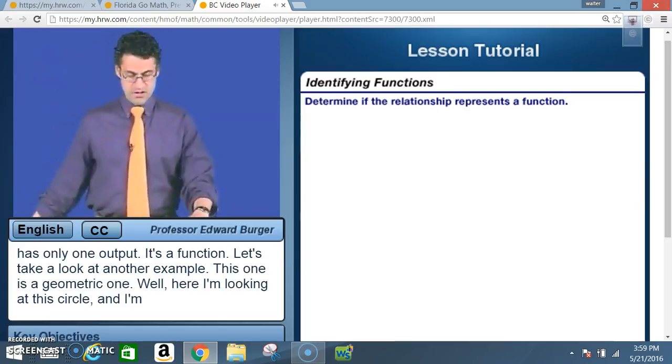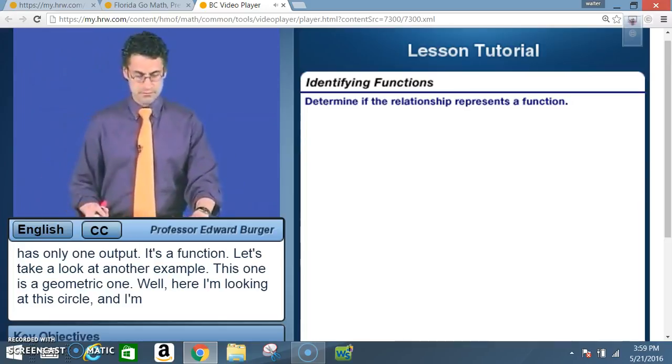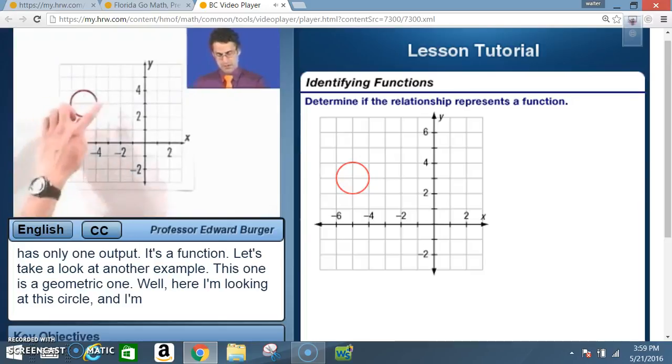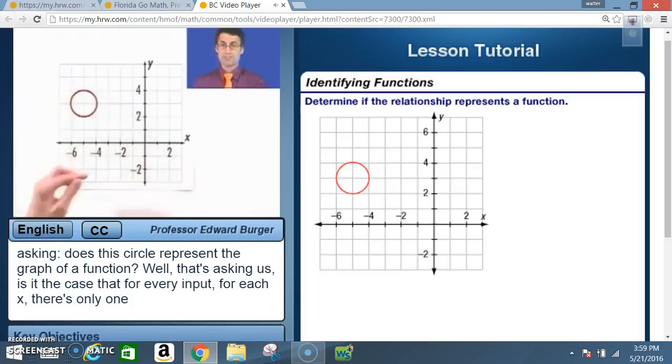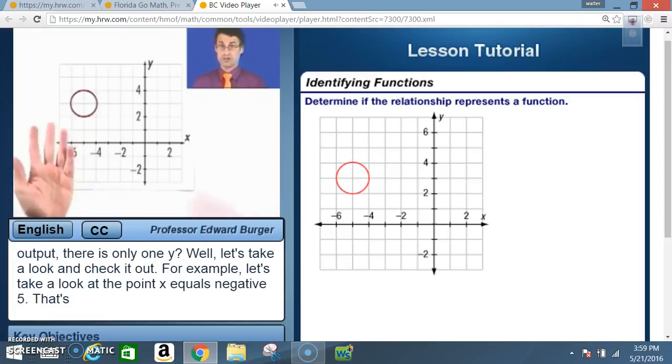This one is a geometric one. Here I'm looking at this circle, and I'm asking, does this circle represent the graph of a function? Well, that's asking us, is it the case that for every input, for each x, there's only one output? There's only one y. Well, let's take a look and check it out.